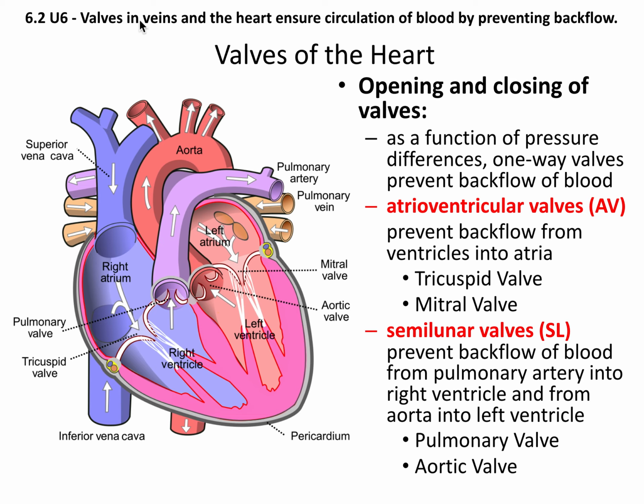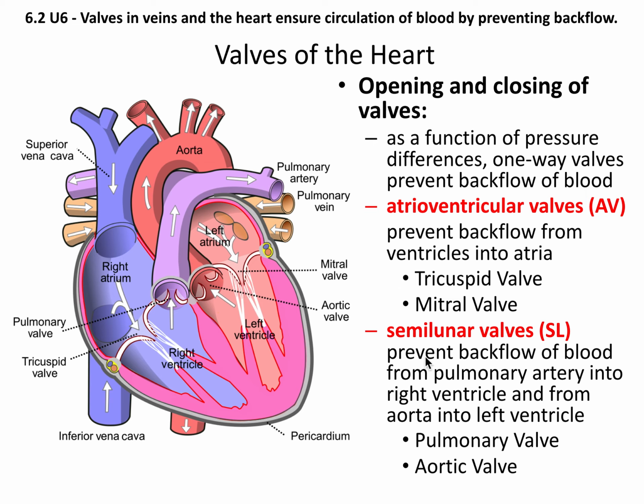Okay, so valves and veins in the heart ensure circulation of blood by preventing backflow. So to continue with what I was just saying, opening and closing of valves, as a function of pressure differences, one-way valves prevent backflow of blood. So the atrioventricular valves are also called the AV valves, which are right here between the atrium and ventricle, hence atrioventricular, and right here. They prevent backflow from ventricles into the atria. So on this side it's the tricuspid valve, this side is the mitral valve. So you'll have to remember those.